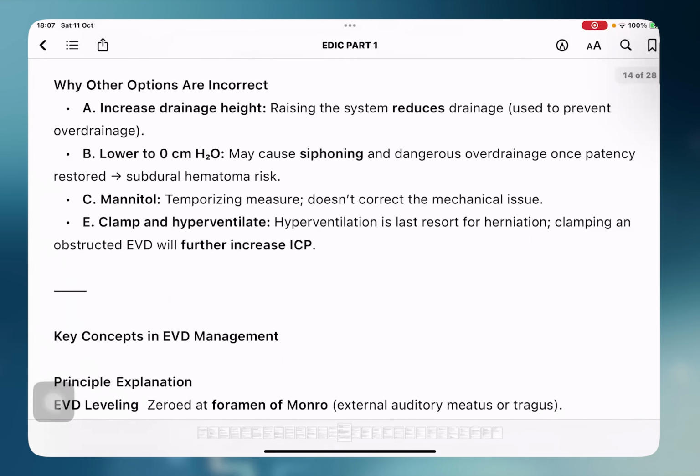Increasing the height of the drainage will not help. Raising the system reduces drainage because the fluid has to go up, so the gradient reverses. Lowering it to 0 centimeters may cause siphoning and dangerous overdrainage. Now that is a problem. Even if you are using a syringe, it has to be done very slowly. Immediate aspiration may lead to subdural hematoma. Mannitol is a temporizing measure and will not correct the mechanical cause. Clamping and hyperventilating: hyperventilation is the last resort. Clamping an obstructed EVD is only going to worsen the situation.